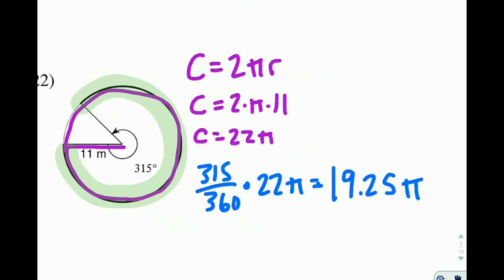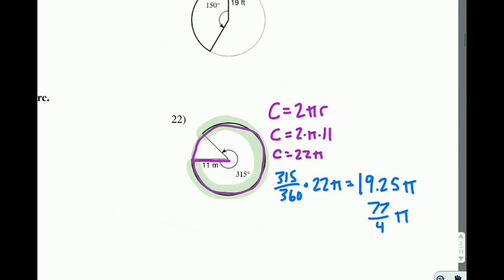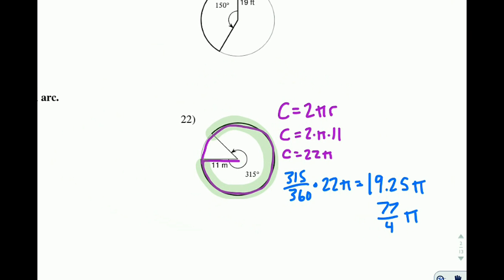and then pi. If you wanted to write it as a fraction, you could write it as 77/4 pi, and that would also be correct. So either of these would be acceptable. They are both considered exact answers.